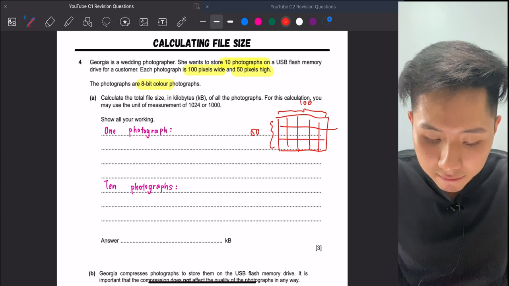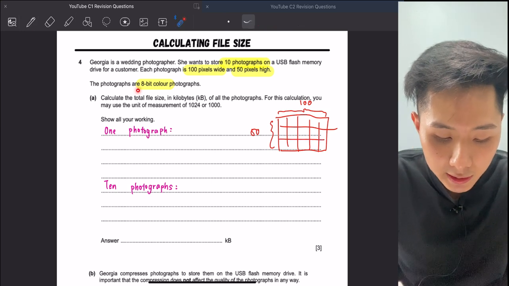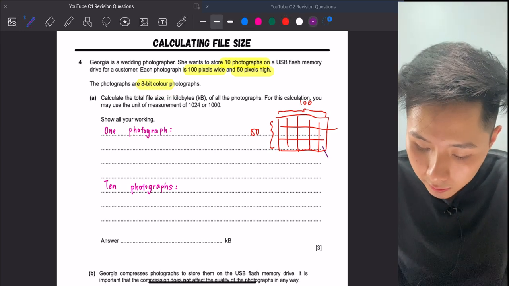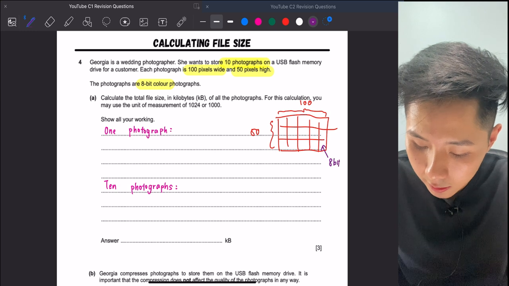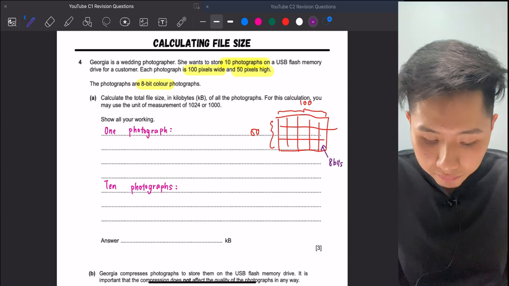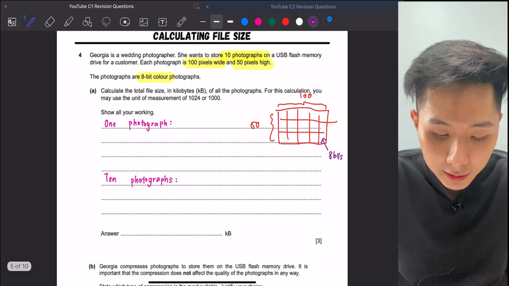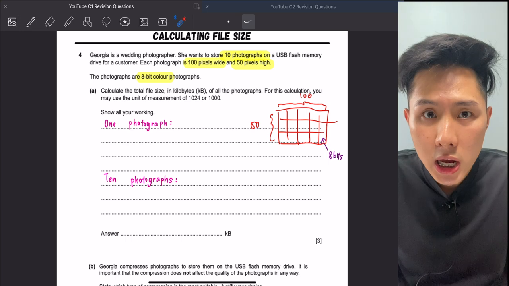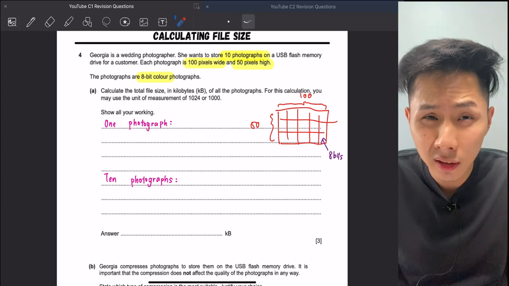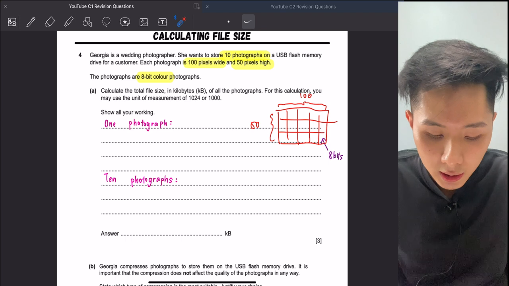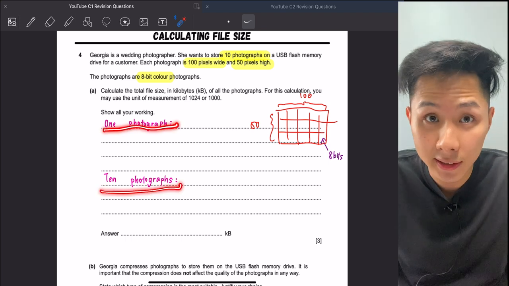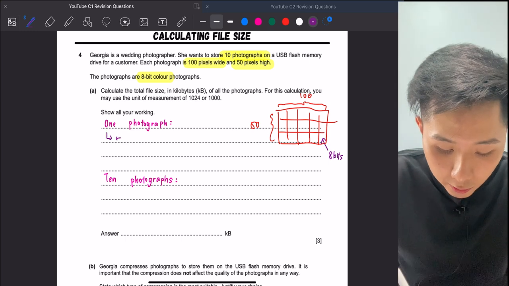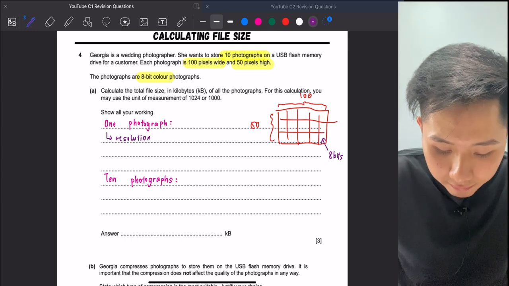All right, and then the key information is the photographs are 8-bit color photographs. That means for each box here, there are 8 bits to represent the color of that pixel. Our job is to calculate the total file size in kilobytes of all the photographs. Before we calculate the file size in kilobytes, we need to calculate how many bytes there are in one image and then multiply by 10 to get the file size of 10 images. The formula for it is that we need to use the resolution multiplied by the color depth.